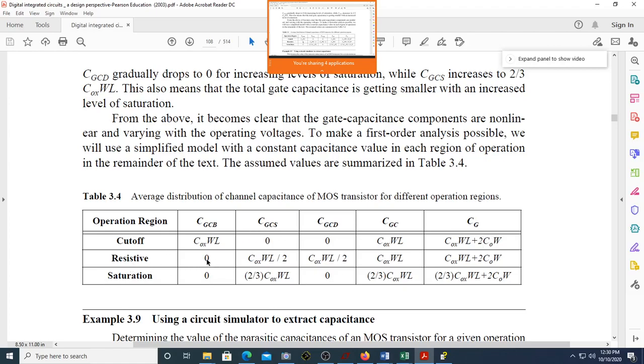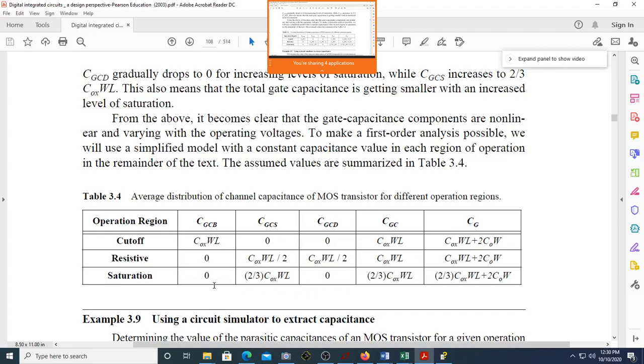Now just come down to the resistive region. Why is it 0? Because there is a channel formed. Why is it CGC by 2 each? Because now it is equally divided between both of them, that is source and drain. And you can see CGC is actually the combination of these two. It is CGCS plus CGCD, which is equal to again the previous value. Can you see the overall capacitance? It is as in the previous case.